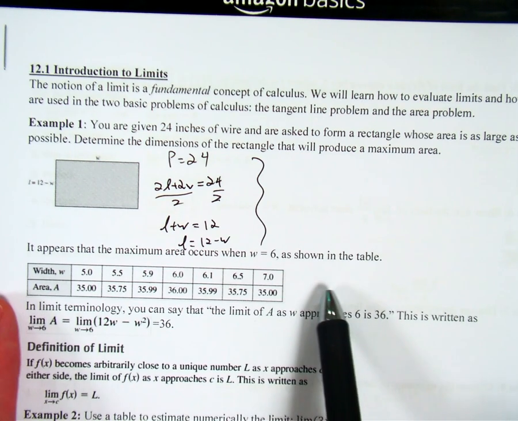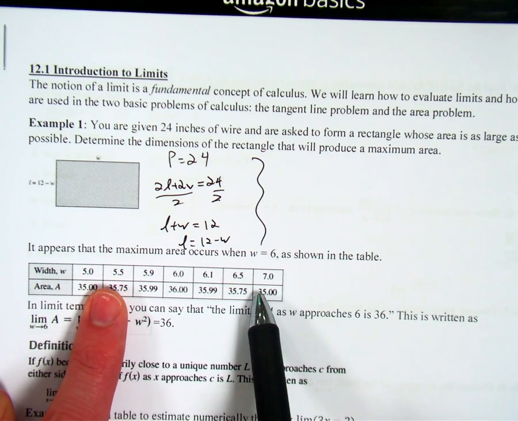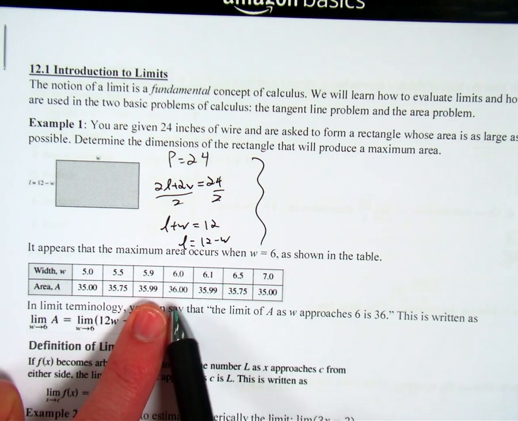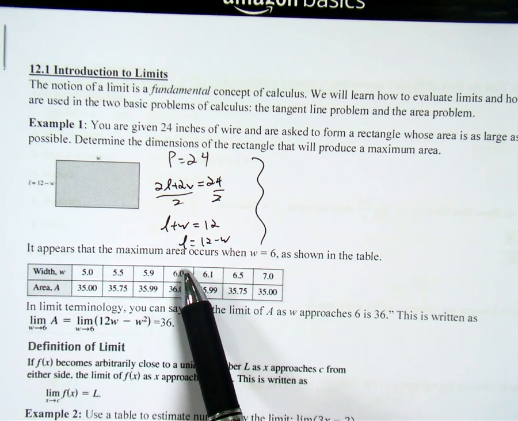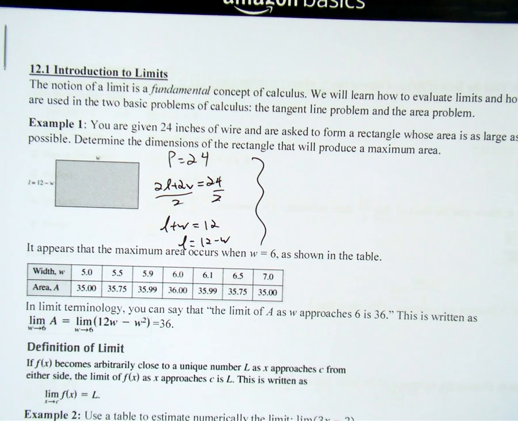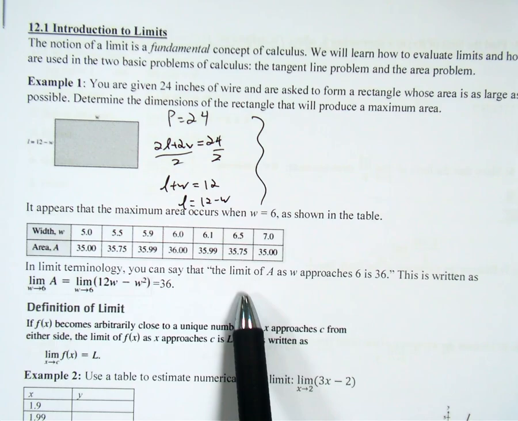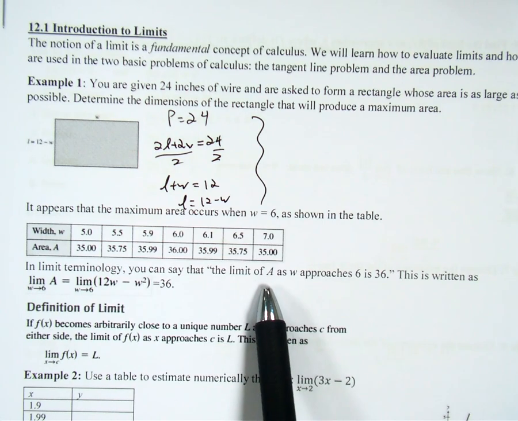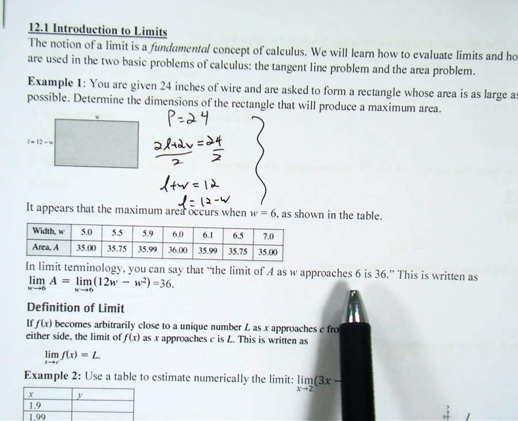So we're going to be getting those same answers. So you can see, as you come in from both sides, we're kind of squeezing in and middling on a square. Length of 6, width of 6. And the area is 36. In limit terminology, you can say the limit of A as W approaches 6 is 36.